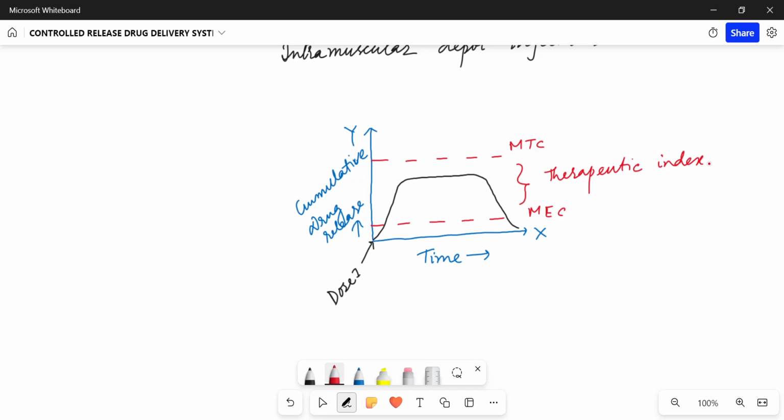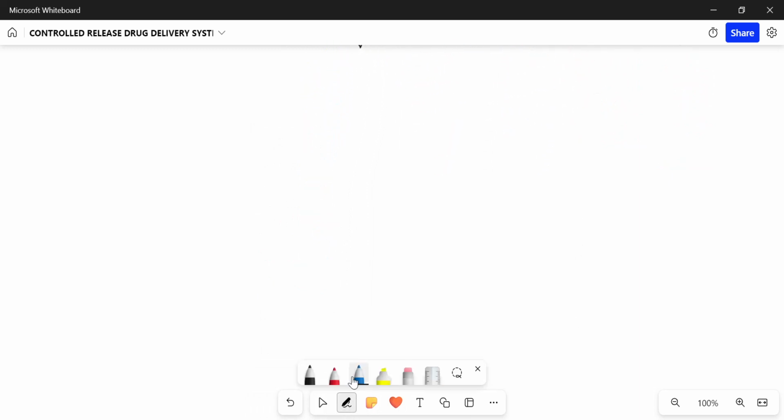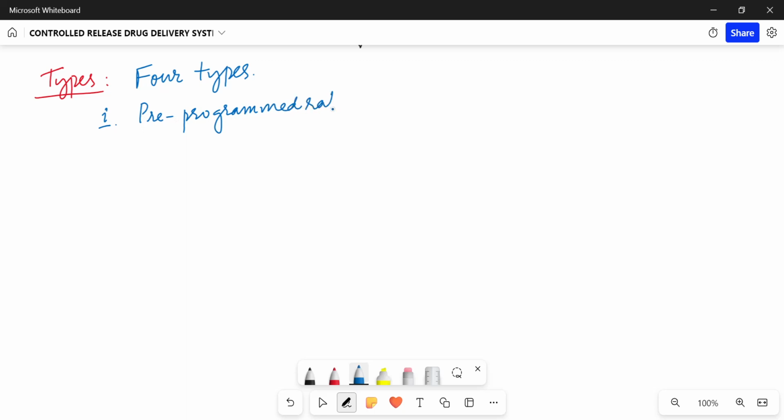Okay. Now we will understand what are the types. So, control release drug delivery system are of 4 types. Okay. First one is pre-programmed rate type of drug delivery system or control release drug delivery system.